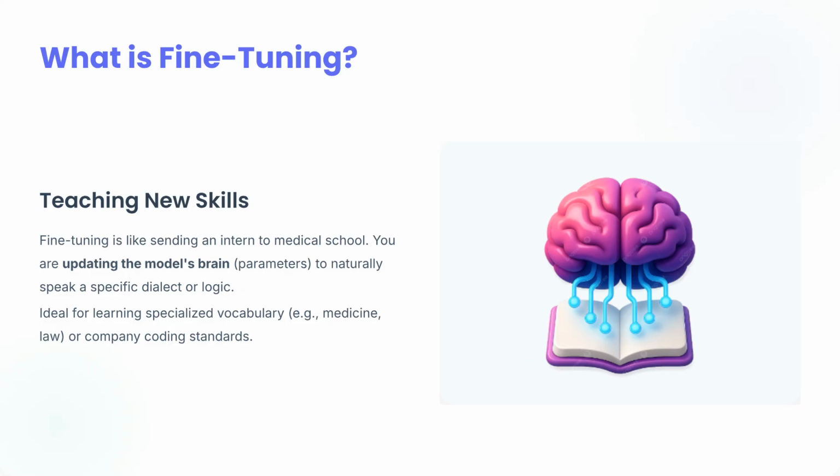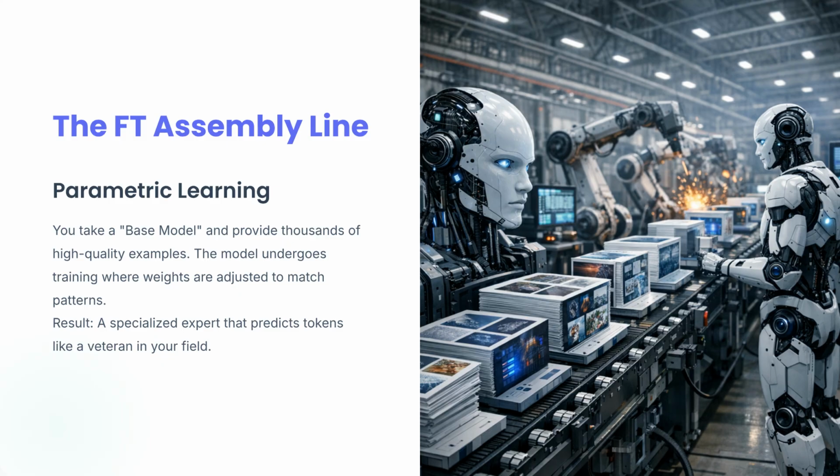Fine-tuning is about teaching new skills by updating the model's parameters. This is ideal for learning specialized vocabulary or specific logical standards, making the model an expert in a specific domain. Fine-tuning involves parametric learning, where a base model is fed thousands of high-quality examples. The training adjusts the weights, resulting in a specialized expert that predicts tokens like a veteran in your field.